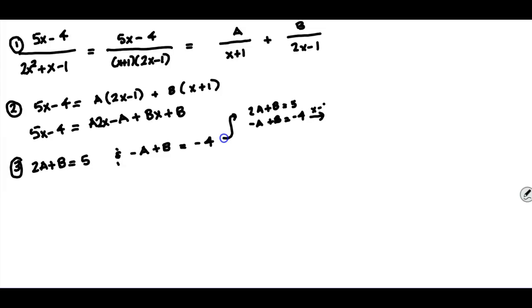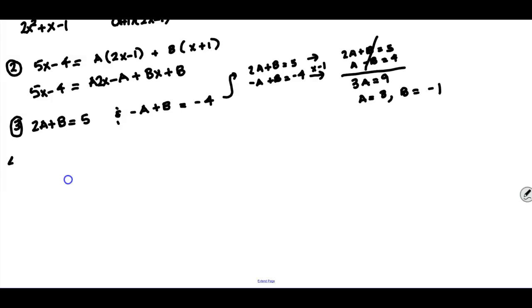Okay, multiply the second equation by negative 1 and keep the first one the same. So we have 2A plus B equals 5, and then we end up getting positive A minus B equals 4. So we have 3A, which is equal to 9. So A is equal to 3. And then by back substitution, we see that B is equal to negative 1.